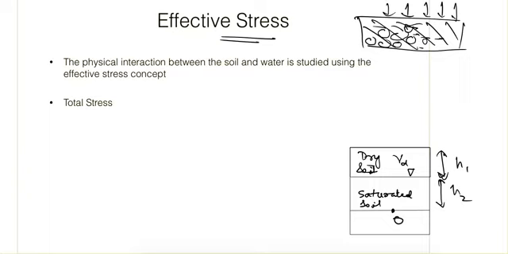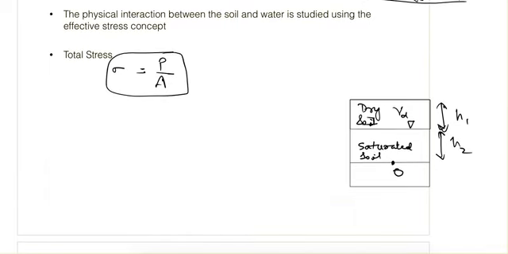So the total stress, for a given load P, can be given as the total load divided by the gross area. And for a soil mass, if we want to find out the total stress at this point O, it can be given as total force divided by total area. So total force will be the total load up to this point.